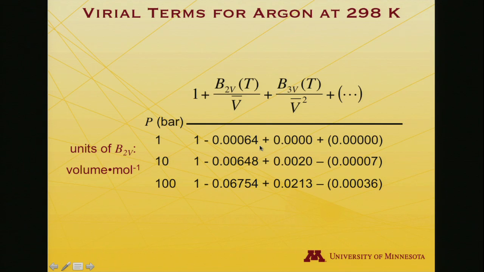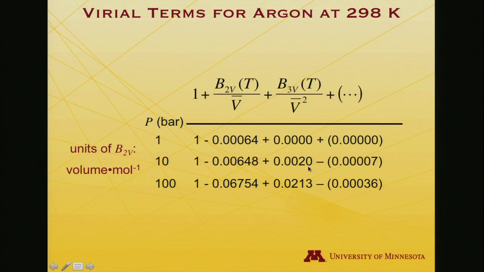So the deviation from ideal behavior is 6 times 10 to the minus 4th. Pretty small. And the third and fourth terms don't contribute at all. On the other hand, as I go up to 10 bars, so I increase the pressure by a factor of 10, the one contribution that wasn't 0 before also goes up by about an order of magnitude. So we went from 6.4 times 10 to the minus 4th to 6.5 times 10 to the minus 3rd.